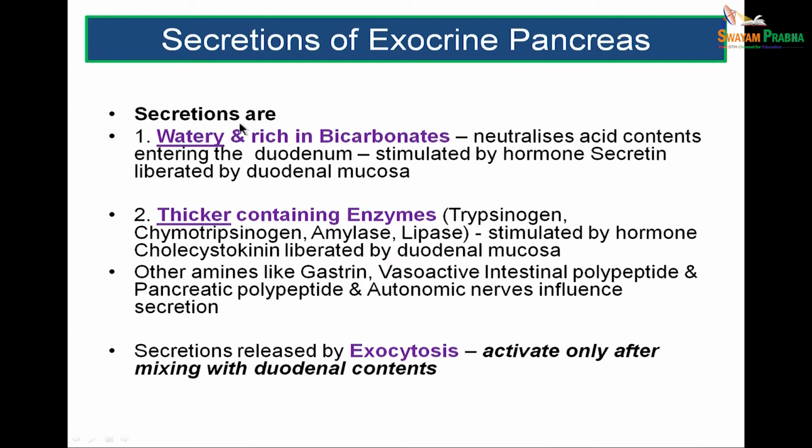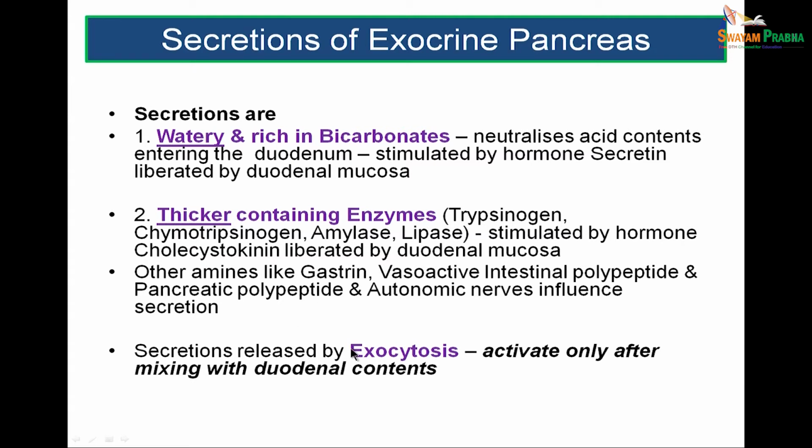What are the secretions of an exocrine pancreas? The first is a watery secretion, very rich in bicarbonates, which neutralizes the acid contents of the stomach entering the duodenum. The second type is a thick secretion containing enzymes like trypsinogen, chymotrypsinogen, amylases, lipases. You get other amines like gastrin or vasoactive intestinal polypeptide also secreted by the exocrine pancreas.